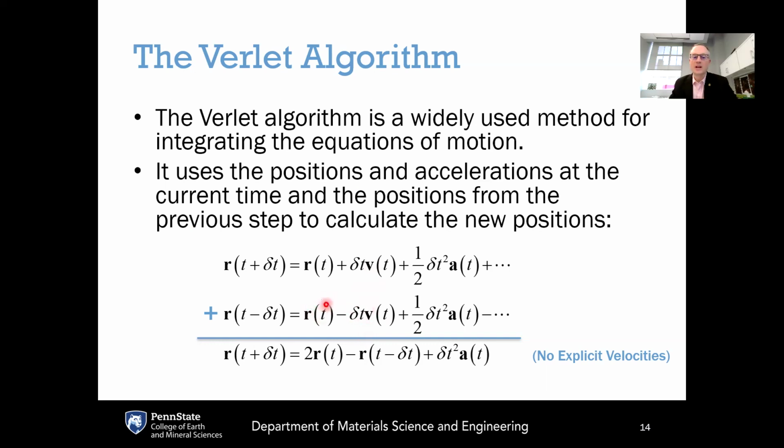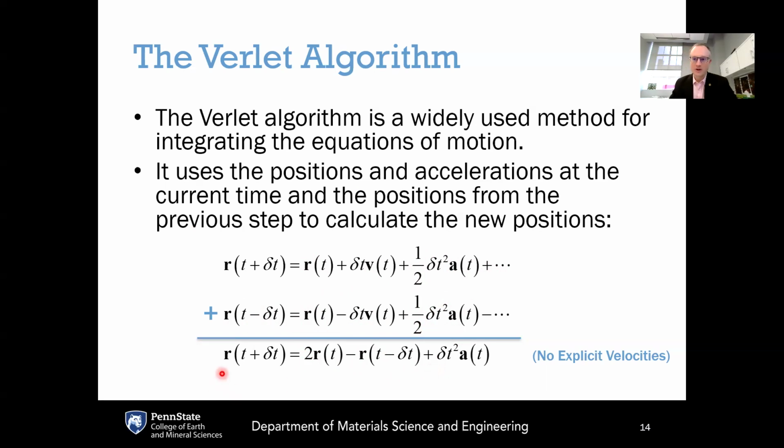And what we have on the right-hand side is 2 times the current position, 2 times R of t. Then we're going to bring this R of t minus delta t to the other side of the equation, so it's minus the previous position. And then plus, these two terms here are identical for the acceleration term: we've got a 1/2 delta t squared a and another 1/2 delta t squared a. So this becomes just delta t squared a.